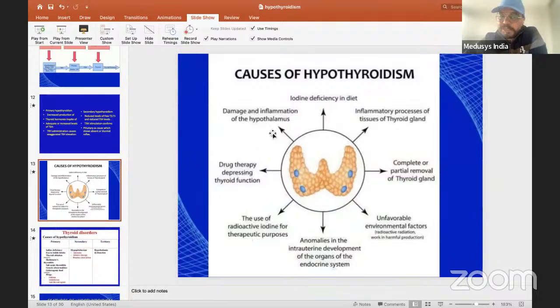And most commonly, and one of the most important things, is drug therapy depressing the thyroid function. The drugs most commonly encountered in causing hypothyroidism, which every anesthetist should be aware of, are 2 or 3 major drugs. One is amiodarone, the other is lithium. These are the 2 major drugs. If patients are coming in the hypothyroid state, you should always take a history of their intake for any reason.